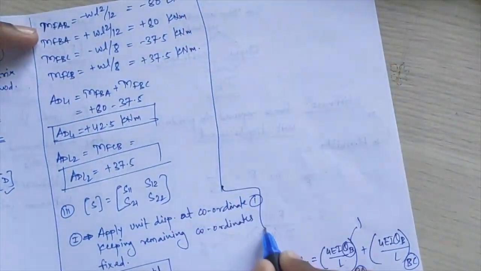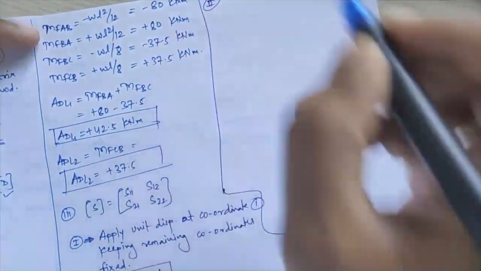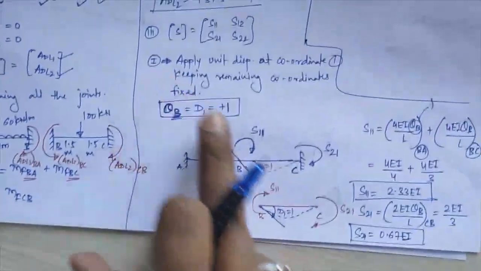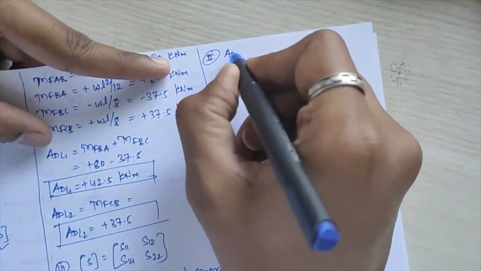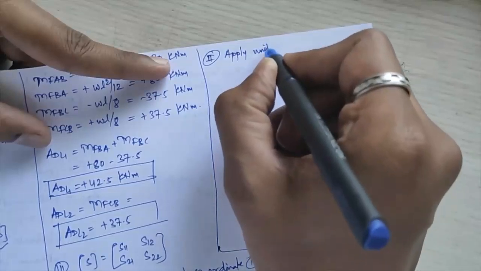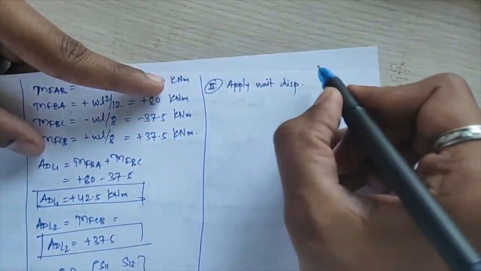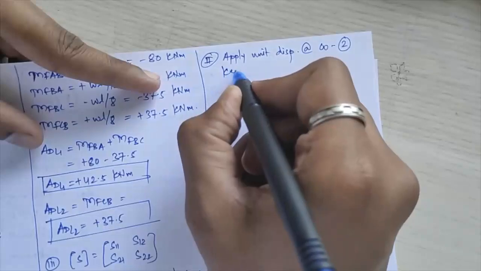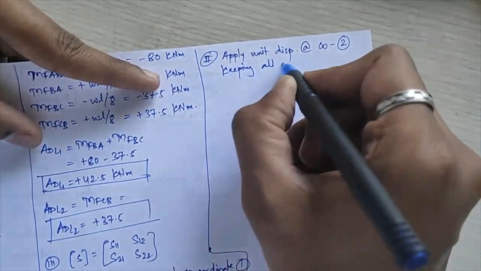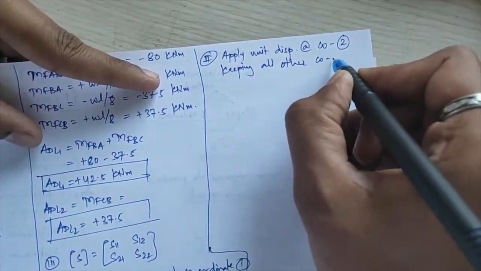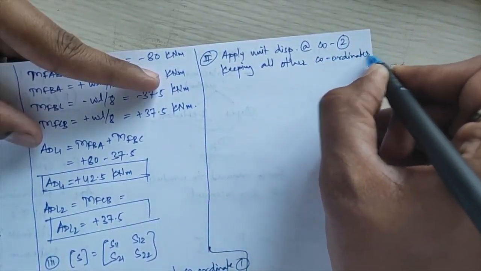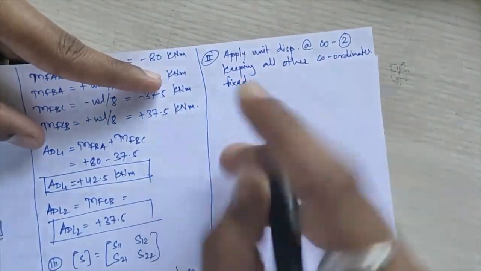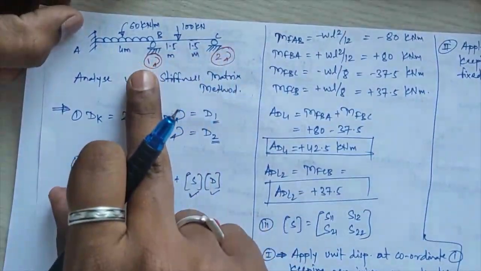Now I'll move to my next part, that is Roman 2. This was for when I applied the unit displacement for your first coordinate. Now second, I'll apply unit displacement at coordinate 2, keeping all other coordinates fixed. That means I have to free my second coordinate and fix my first coordinate over there.